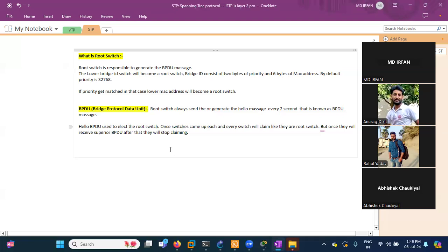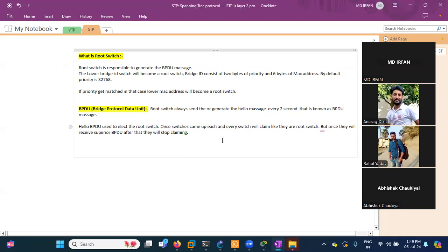Means once someone understands, like in a survey, that they might lose the election, they will stop the campaigning and all those things. Then root switch election will happen. We have already discussed in the root switch: whoever has the lower root bridge ID, that switch will become the root switch, right?